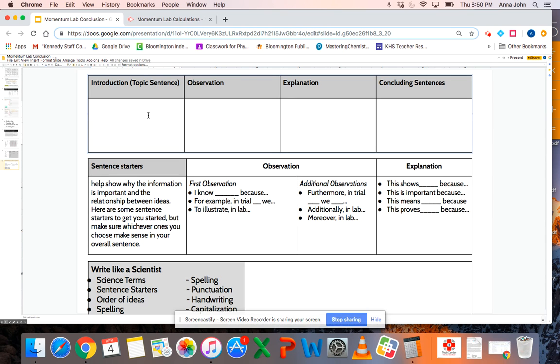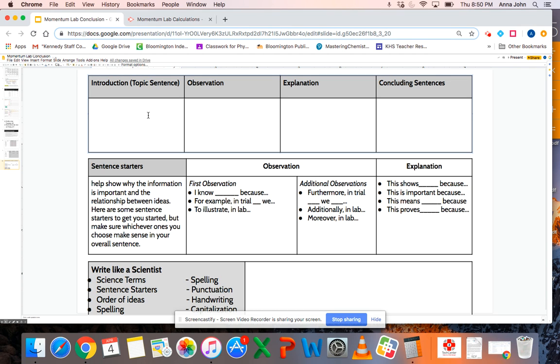Okay, guys, let's do some brainstorming on what should go in our conclusion. So, we're writing a momentum lab conclusion. We want to make sure that each part contains a lot of good information, and we want to go back to that purpose of our lab. So, the purpose of our lab was to observe and explain the relationship between velocity and mass with momentum, or how it affects the momentum.